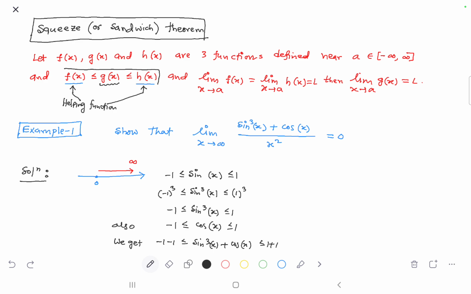Yeah, this is fine. So what should we get? We get here -2 less than or equal to sin cube x plus cosine x less than or equal to 2, right?